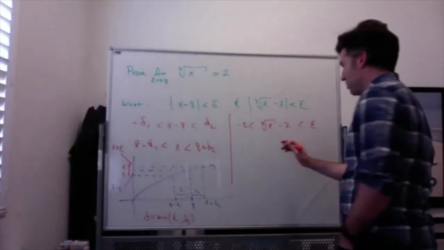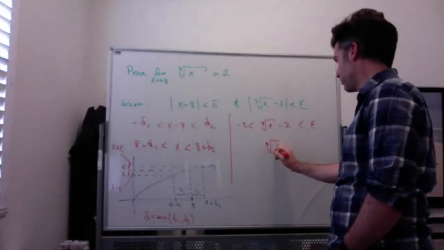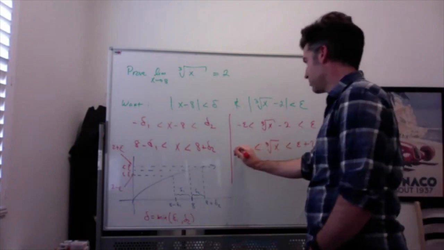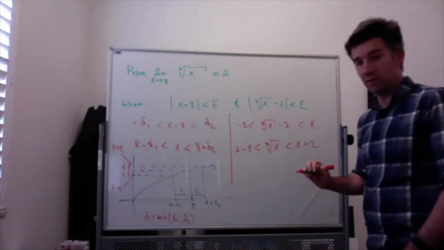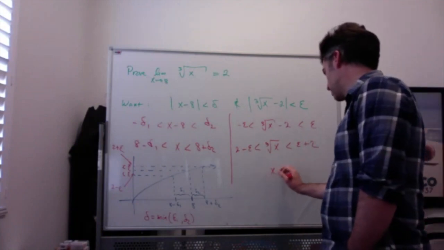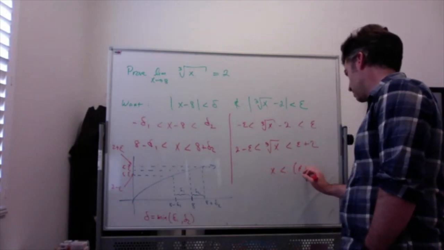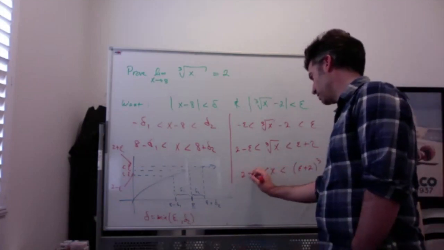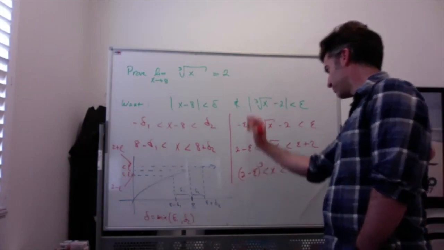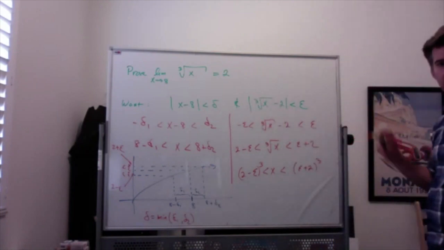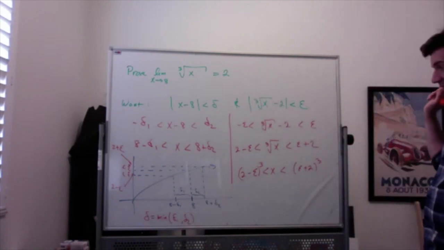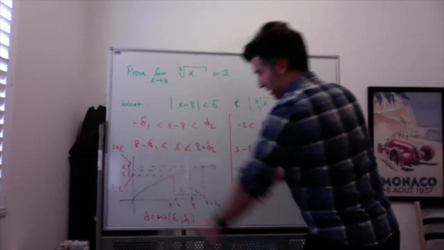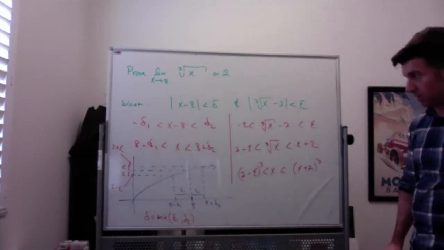So we're going to add 2 to both sides. And then we're going to cube both sides. So x is between epsilon plus 2 cubed and 2 minus epsilon cubed. All right. And then we do the thing where we set these things equal to those things, which always feels funky.